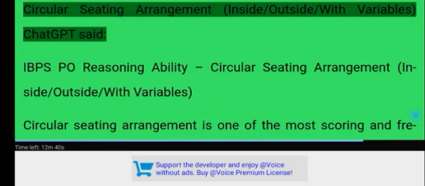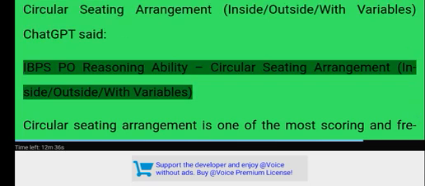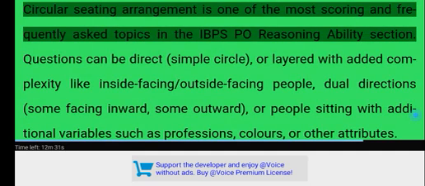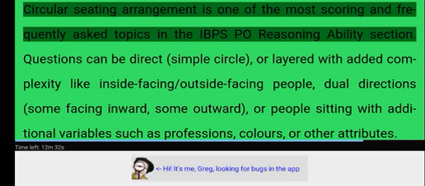You said: circular seating arrangement inside outside with variables. ChatGPT said: IBPS PO reasoning ability, circular seating arrangement inside outside with variables. Circular seating arrangement is one of the most scoring and frequently asked topics in the IBPS PO reasoning ability section.